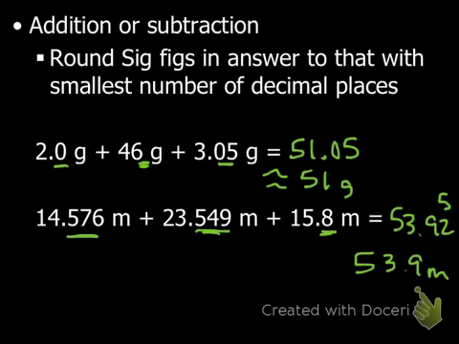And again, you only round to decimal places when you're adding or subtracting. Most of the time in chemistry, we will be using multiplication and division, so we'll be using the previous rule. But if you are adding or subtracting, this is the rule that you follow.